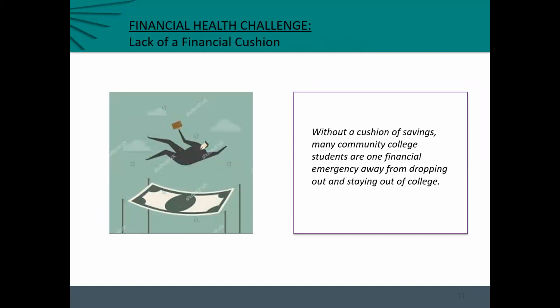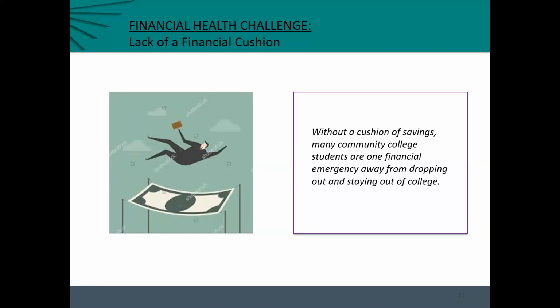A second financial health challenge we identified was the lack of a financial cushion. Again, thinking about Sarah Johnson, when their roof leaked, they really weren't prepared for that, so they had to direct all of their resources to fixing the roof. It was very immediate and fairly dire, and it was at the expense of some of their utility bills, and for a short period of time they went without utilities. So this lack of a financial cushion can have real consequences.